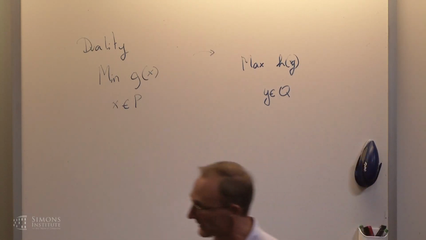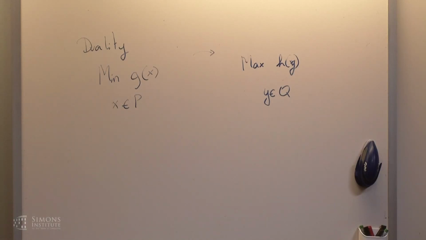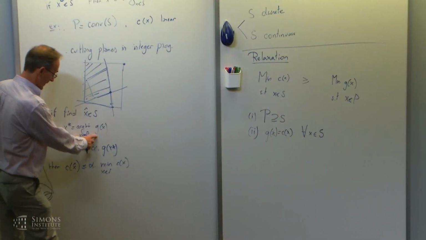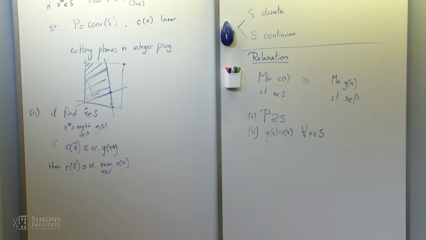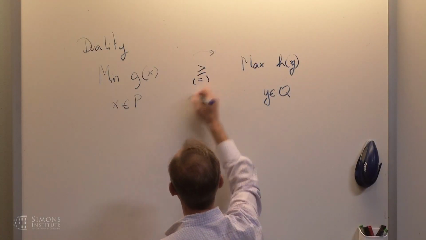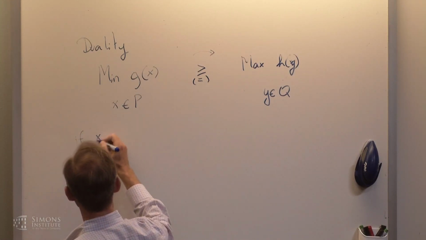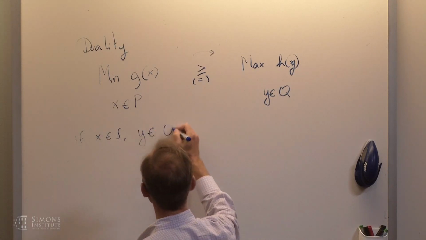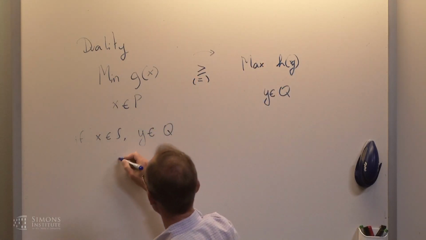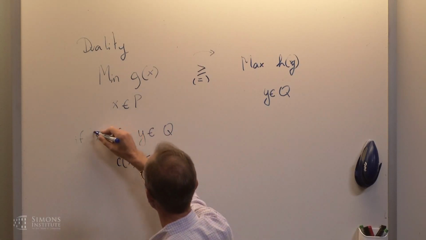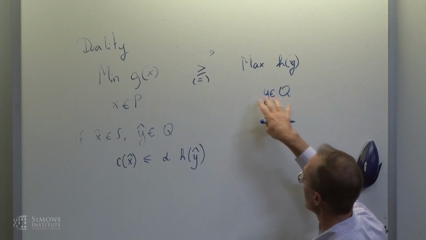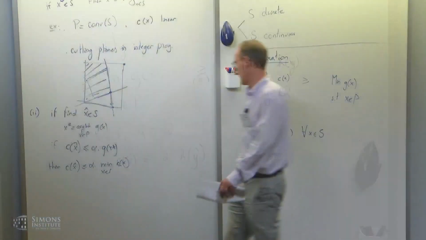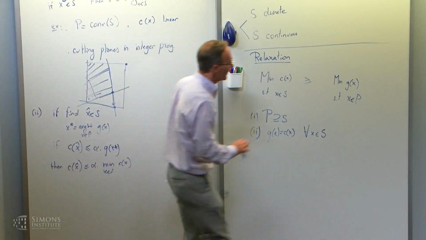And the nice thing is that if you have a dual problem to your relaxation, then instead of finding the optimum solution to the relaxed problem, you can do the following. Since this min is at most the max, or equal, if you find an x in S and a y in the dual of your relaxed problem such that c of x is at most alpha times h of y hat, then you again get the same kind of relation. So these are very basic things.